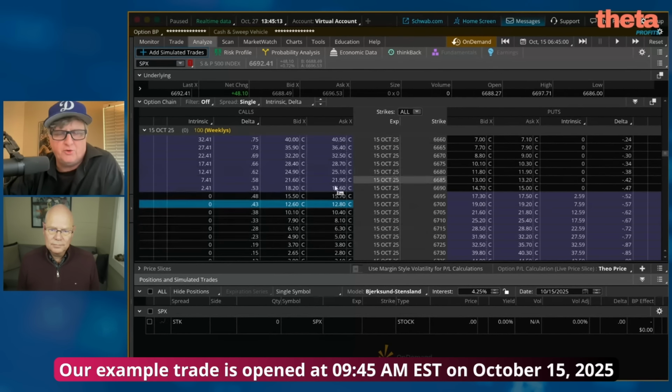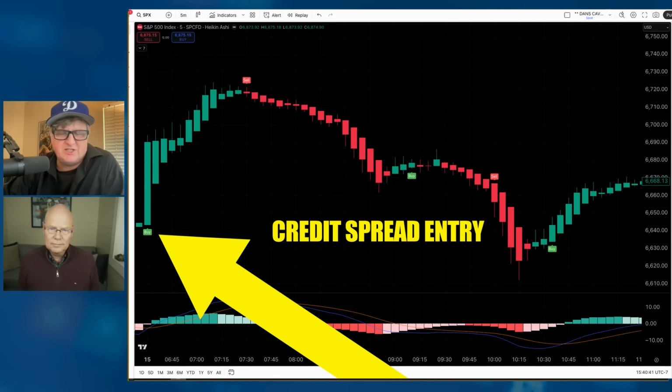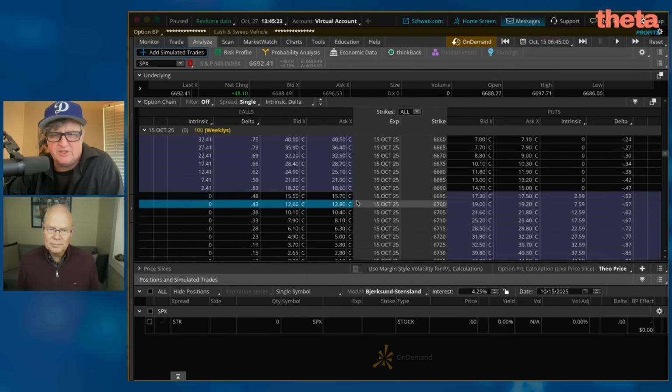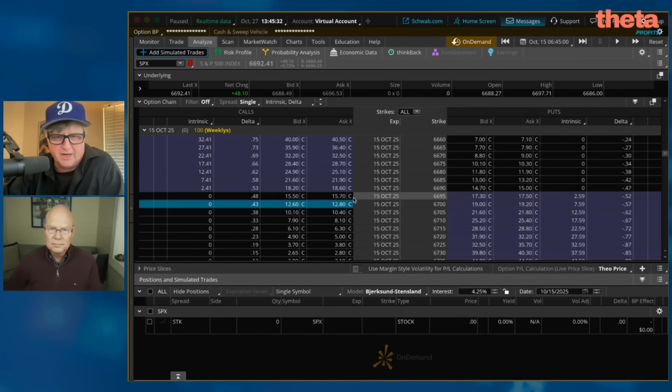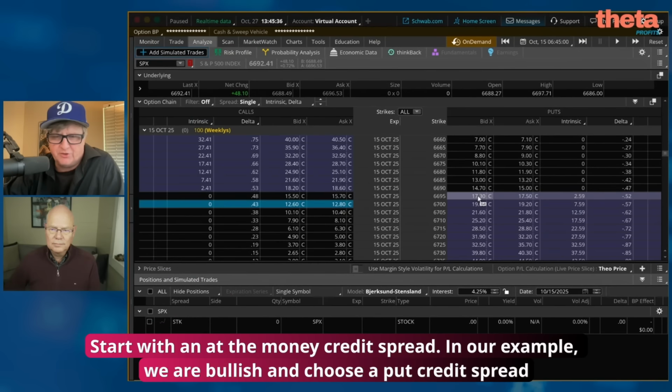It's important to know that these trades won't necessarily work on anything other than cash settled indexes, or you could, but you have to get out of them at the end of the day. The easiest way is to use cash settled indexes, so you don't have to worry about assignment and having to make sure your trades are off at the end of the day. You can let these just go into the night. So I would start off with an at the money credit spread. So I'll just do that here.